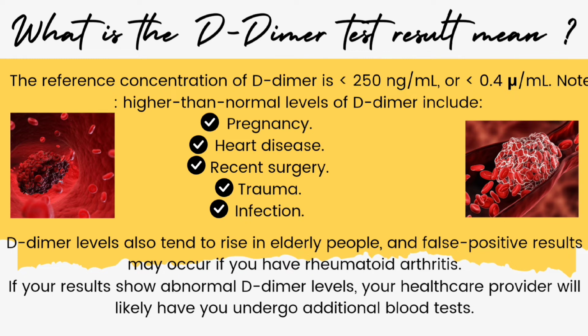Note, higher than normal levels of D-dimer may be due to pregnancy, heart disease, recent surgery, trauma, or infection. D-dimer levels also tend to rise in elderly people, and false positive results may occur if you have rheumatoid arthritis. If your results show abnormal D-dimer levels, your healthcare provider will likely have you undergo additional blood tests.